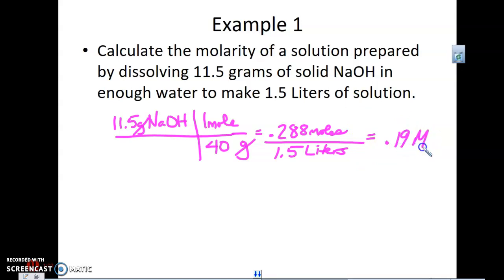and I get 0.19 molar solution. Now, I could call this a big M, because the big M means molarity. I could leave it as little m, or mol, moles per liter. I could do that. I could do the big M. You'll see it both ways.